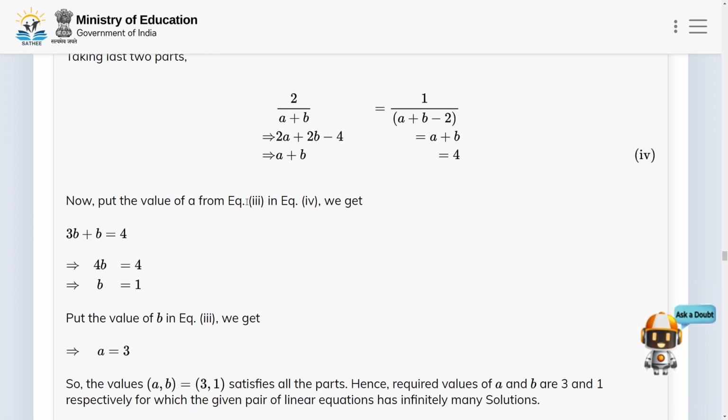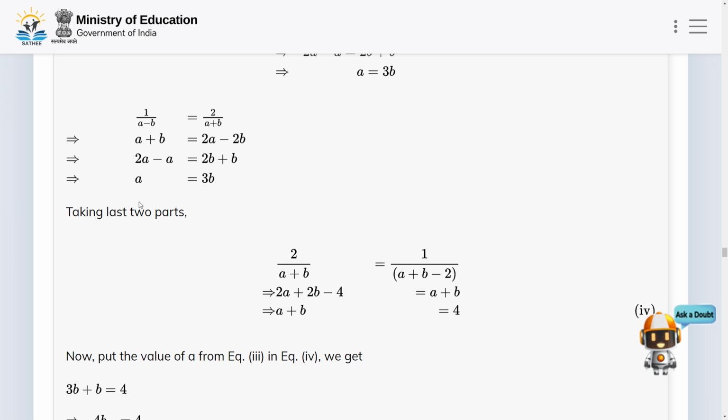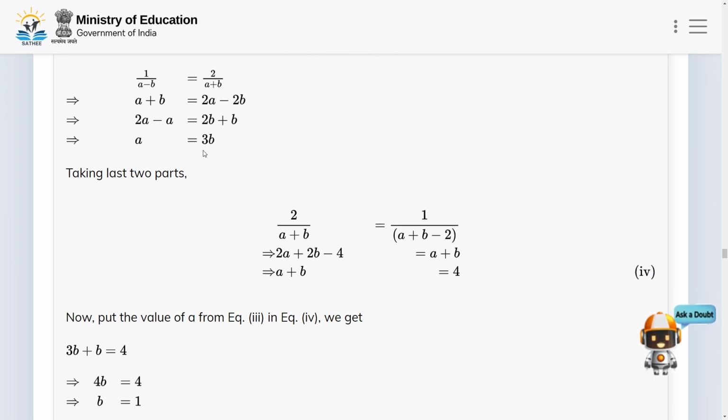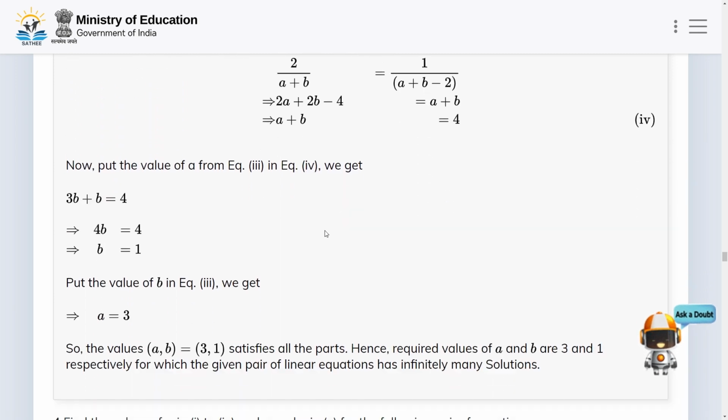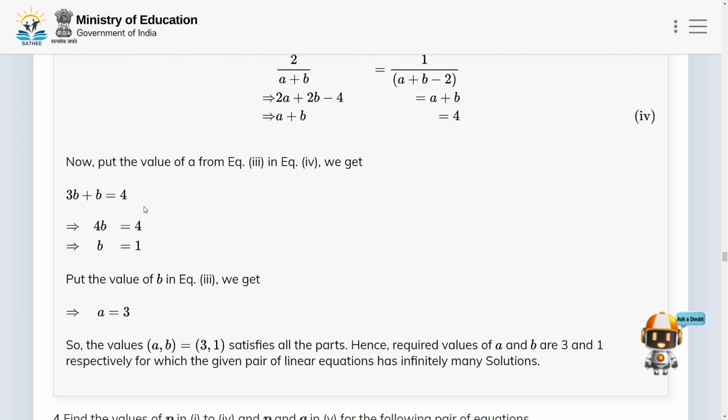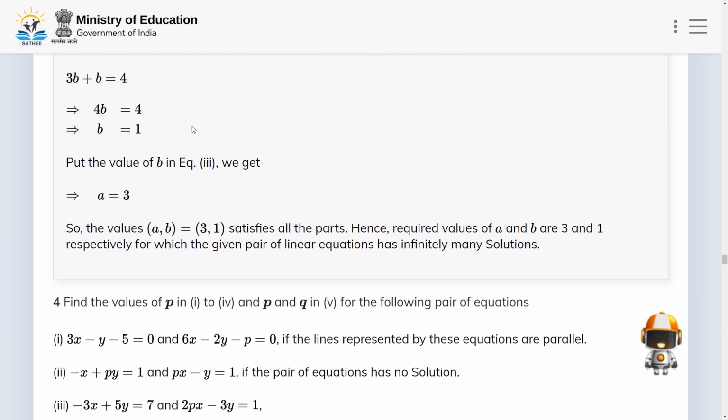Now if we solve these two equations by putting the value of a = 3b in equation number 4, then we get 3b + b = 4, and it implies 4b = 4, and it implies b = 1. So put the value of b = 1 in equation number 3, then we get the value of a = 3. So the values a, b = 3, 1 satisfy all the parts, hence the required values of a and b are 3 and 1 respectively, for which the given pair of linear equations has infinitely many solutions.